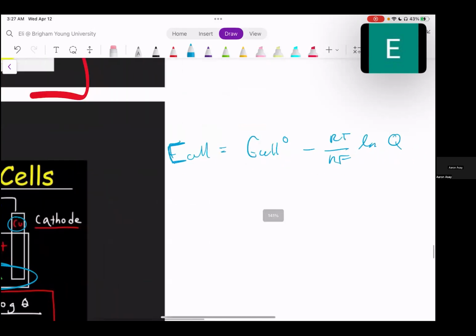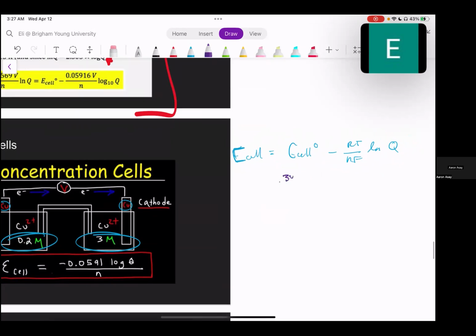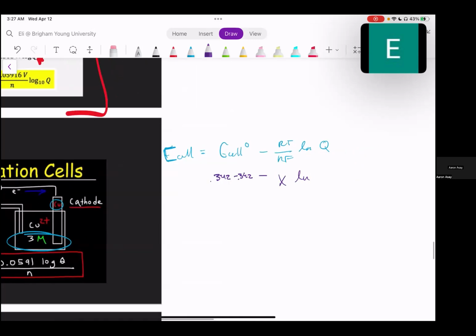So your E cell here is going to be 0, right? Because your cathode and your anode are the same thing. They're both copper, so it's going to be X minus X, or whatever that number was. I think it was like 3. We'll just put it in as 3.42 minus 3.42. Then you have your values here that you know, and then you put your ln of Q.